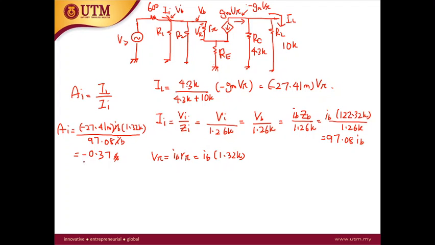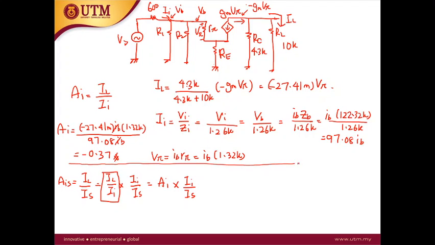So if you have already got the AI, you can also get the AIS. AIS is IL over IS. Again, if you want to calculate the AIS, you need to convert this VS, the voltage source, into the current source. Anyway, IL over IS can be rearranged into IL over II times II over IS. So IL over II here is AI. So AI times II over IS. So what is II over IS? The relationship can be obtained from the current division.